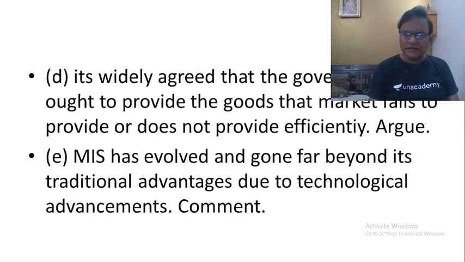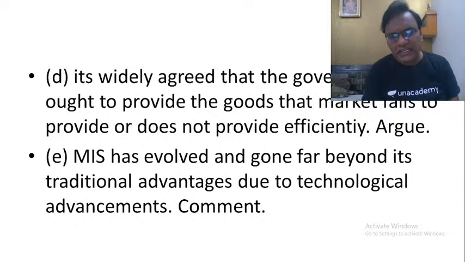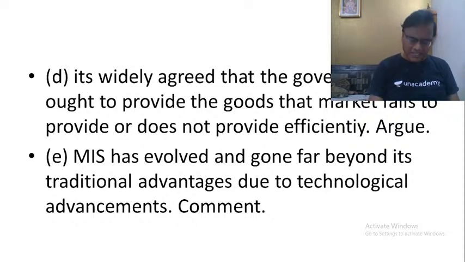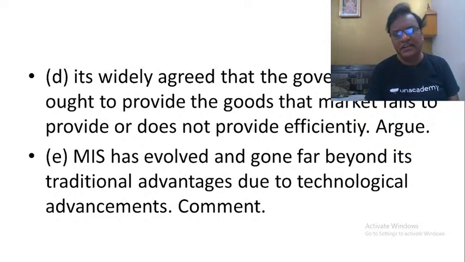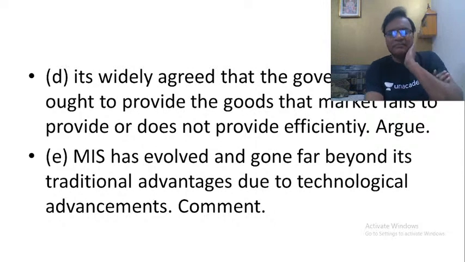MIS has evolved and gone far beyond its traditional advantages due to technological advancements. Comment. As we say, MIS, Management Information Systems, has basically come into existence to computerize the data and also to provide accurate information to the policymakers so that they can take completely rational decisions. Now, the question says that it has gone beyond its traditional advantages due to technological advancements.